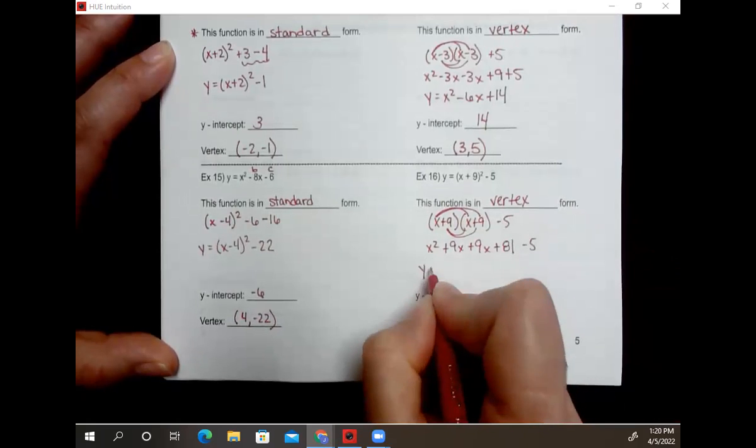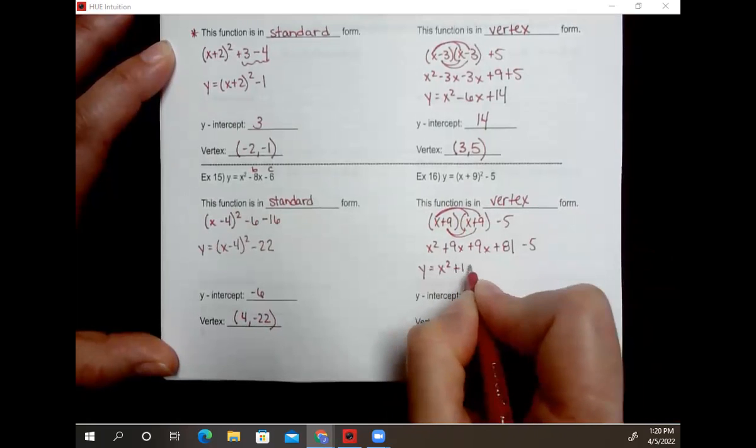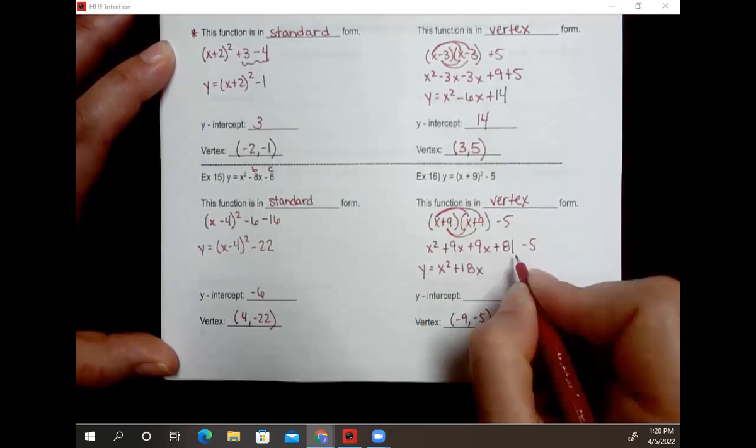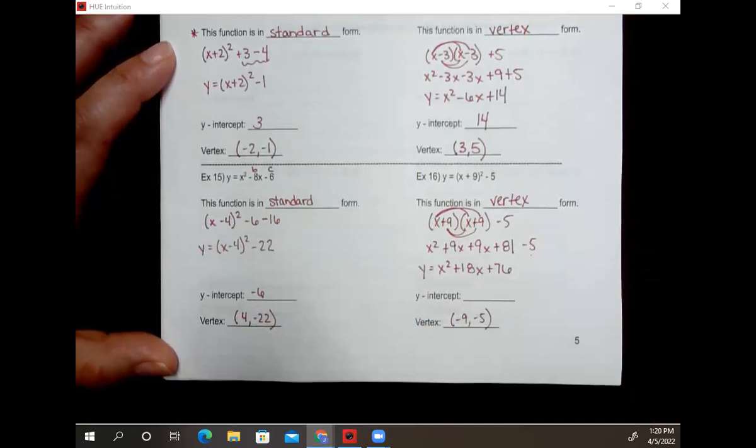So when I clean this up, I get y equals x squared, 9x and 9x is 18x, so plus 18x. And then 81 minus 5 would be 76, so plus 76. What's our y-intercept? 76.